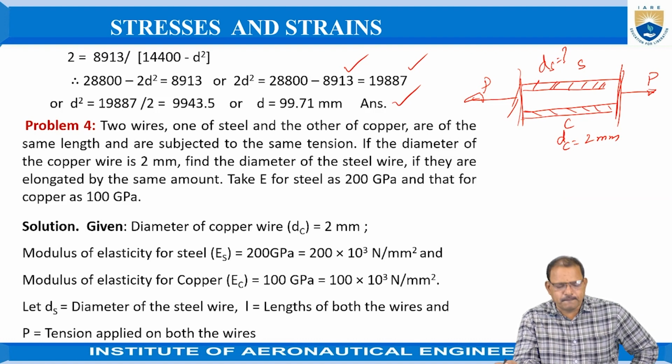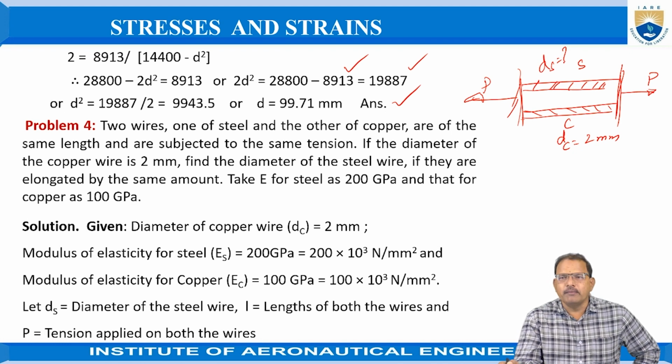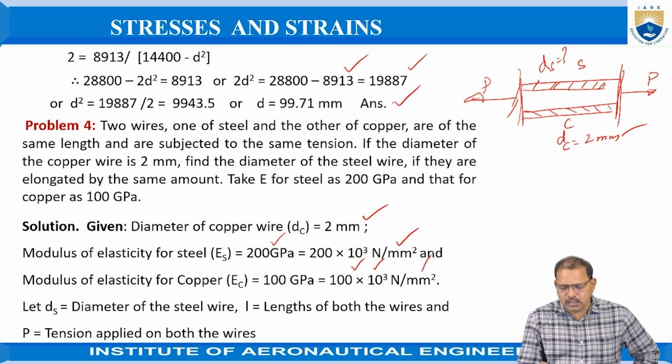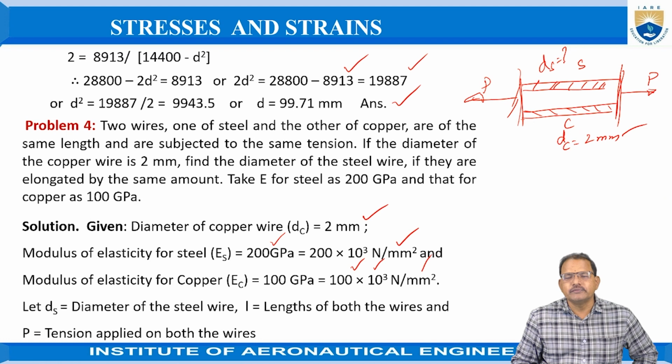Now the given data in the problem: the diameter of the copper wire DC is 2 mm. Modulus of elasticity for the steel is equal to 200 gigapascal, which is equal to 200 into 10 to the power 3 Newton per mm square. Modulus of elasticity for the copper is equal to 100 gigapascal, 100 into 10 to the power 3 Newton per mm square. DS is representing the diameter of the steel wire and L is the length of the wires, both having the same values. P is the tension applied on both wires, which is also the same for the two wires.